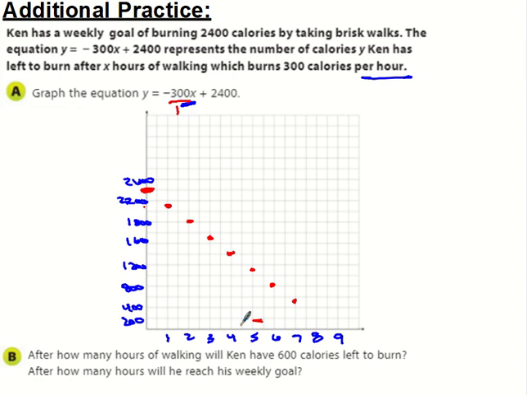The reason why I'm going over 2 is because on my graph, I'm going over 1 hour. So I'm going from 1 hour to 2 hours, 2 hours to 3 hours, 3 hours to 4 hours, and so on and so forth. And I'm going down 300 each time.